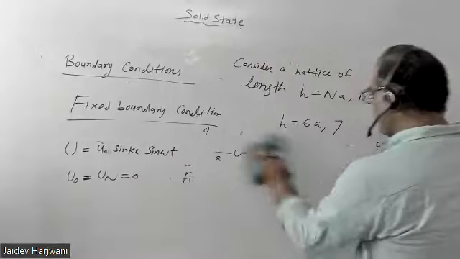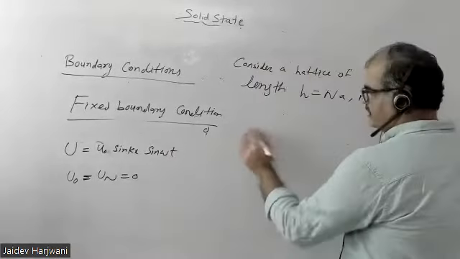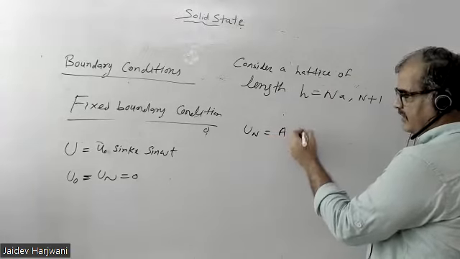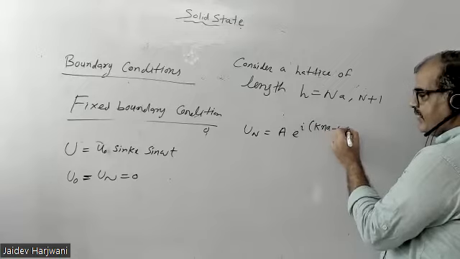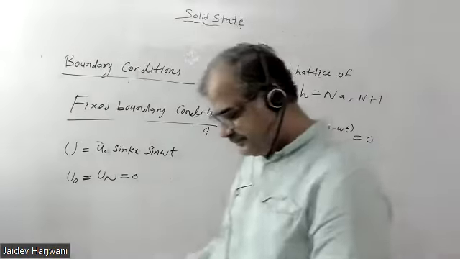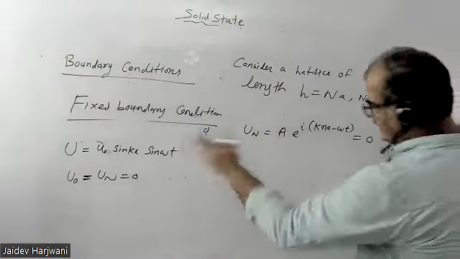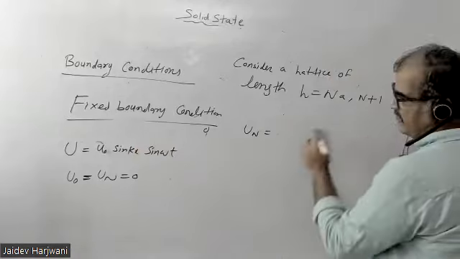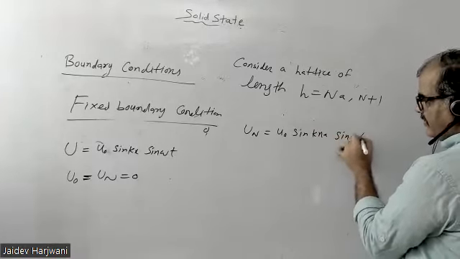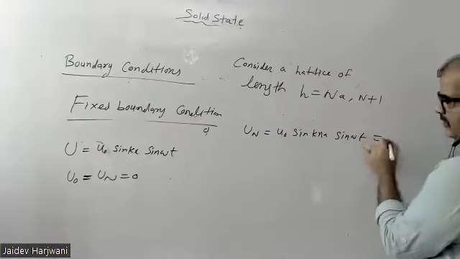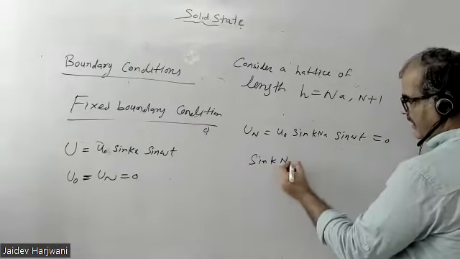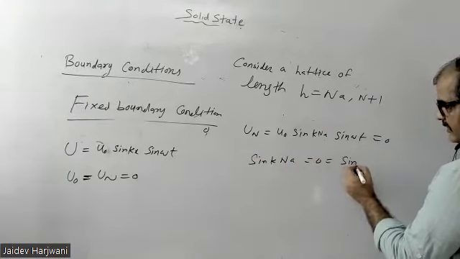Now what is un? You already know: the displacement of the nth atom is A exponential iota (kna minus omega t), isn't it? Put it equal to 0 and find the k values. Here we are writing it as a standing wave, so my un will be u naught sine kna sine omega t, and u0 will simply be 0. So this gives sine of k times the last atom, na, equals 0, which is sine m pi.